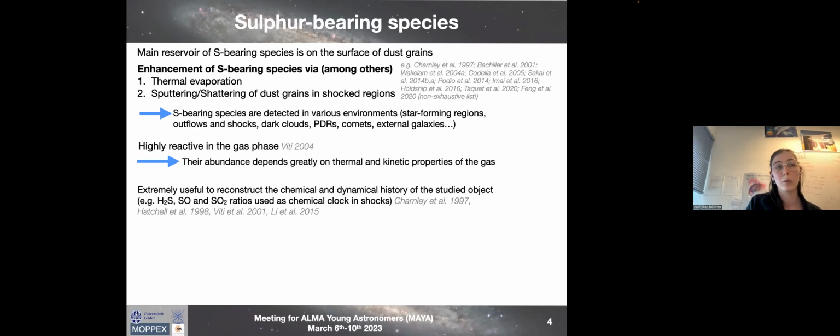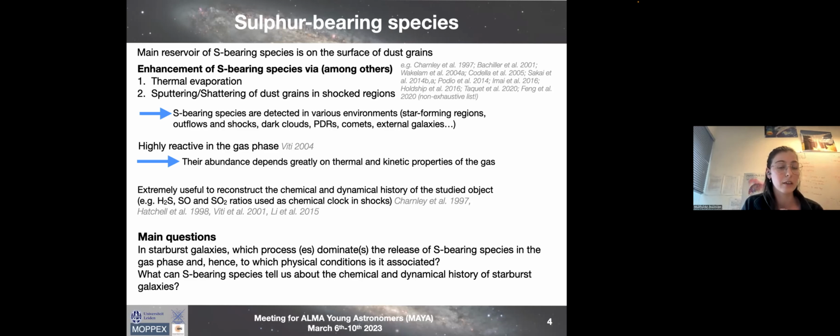And lastly, they were proven to be very useful to reconstruct the chemical and dynamical history of the studied object. So for example, the abundance ratio of H2S, SO, and SO2 has been used as chemical clocks in shocks. So the main question we want to target is whether in starburst galaxies, which process dominates the release of the sulfur-bearing species into the gas phase, and hence to which physical condition it is associated.